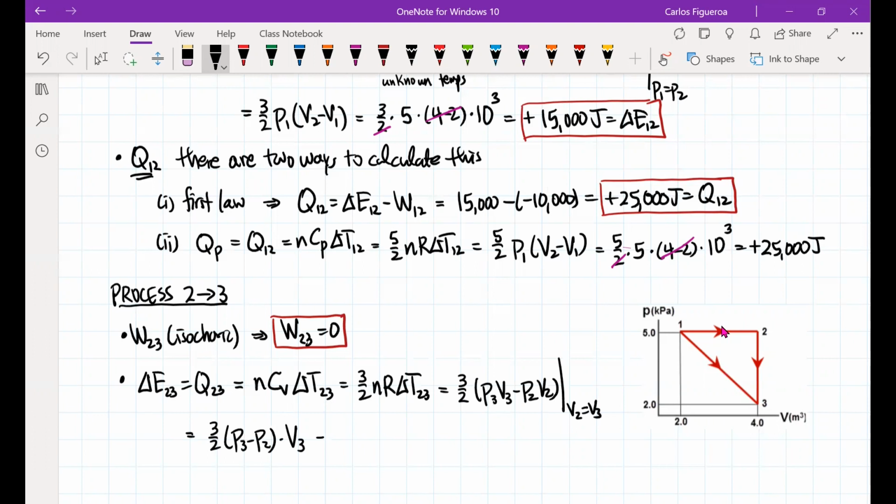So if I start putting in my numbers, I'm going to get 2 minus 5. Look how important it is to get that number, times 4 times 10 to the 3. And when I compute that, I get minus 18,000 joules, and that's going to be the internal energy and the heat.